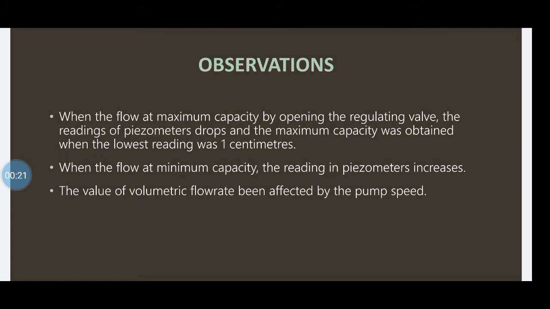I will explain about the observations for the venturimeter experiment. For the first point, when the flow is at maximum capacity by opening the regulating valve, the readings of the piezometers dropped, and the maximum capacity was obtained when the lowest reading was 1 centimeter. For the second point, when the flow is at minimum capacity, the reading in the piezometers increases. And for the third point and the last point, the value of the volumetric flow rate is affected by the pump speed.